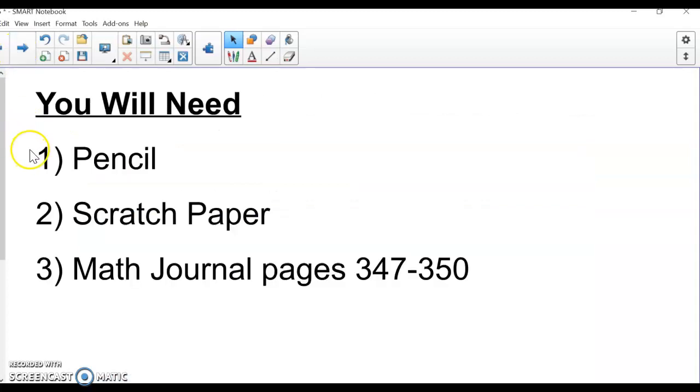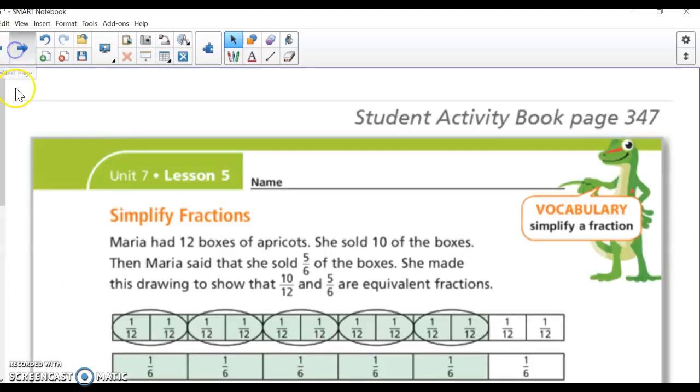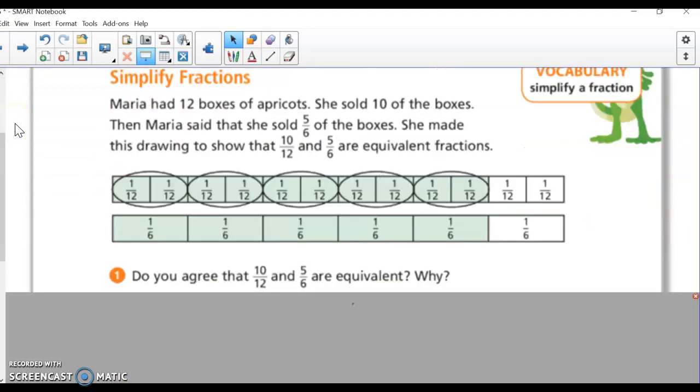All right, so what you'll need today, you'll need your pencil, your scratch paper, and Math Journal 347 to 350. Once again, we'll do the first two more as just discussion and trying to learn what the equivalents look like and then how we can find those each time. So let's begin. All right, open up to 347 and you should see the following.